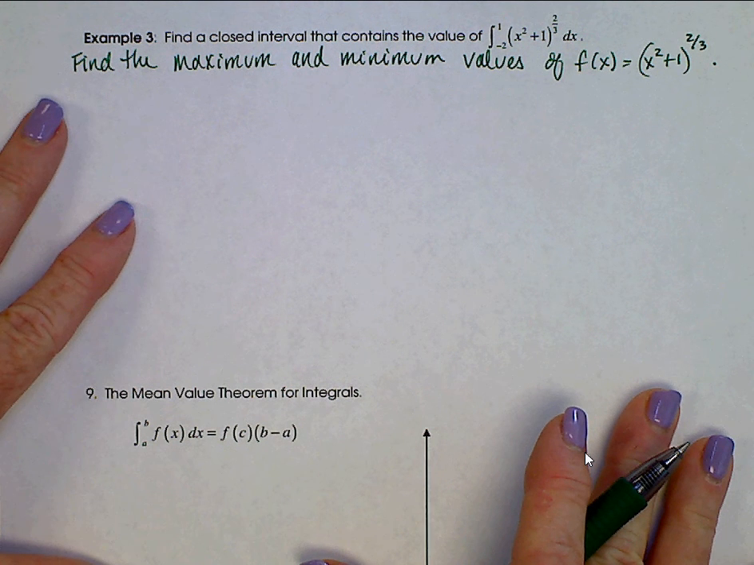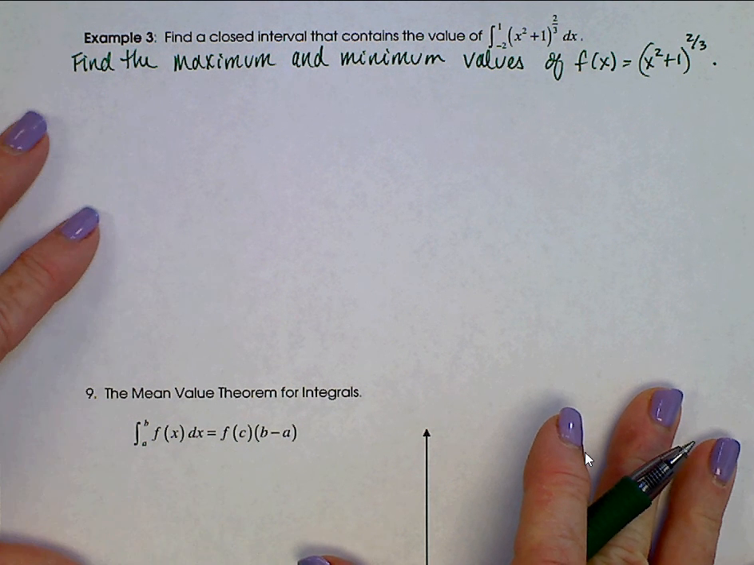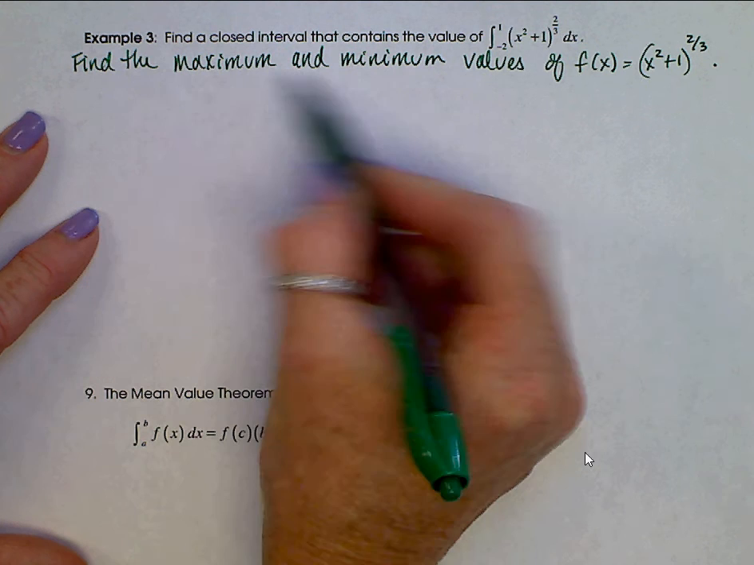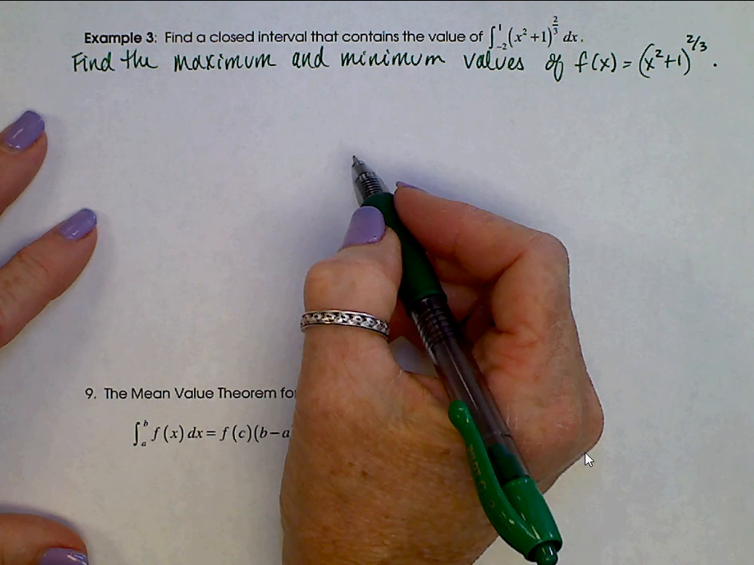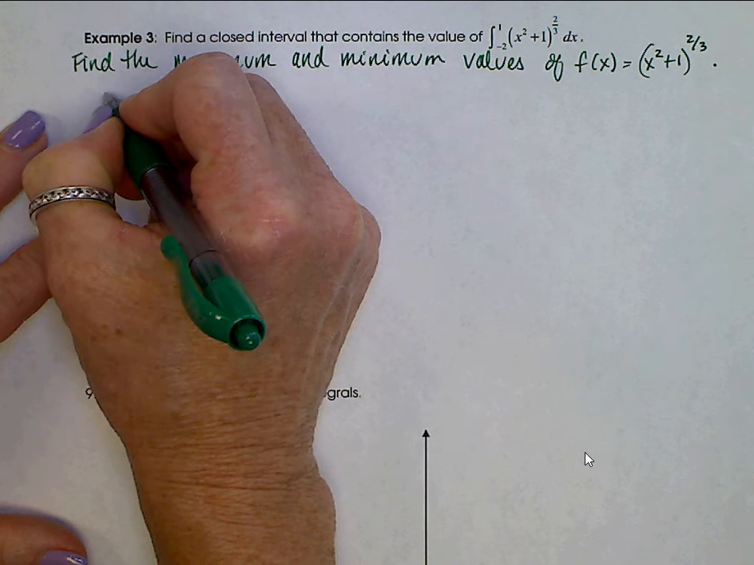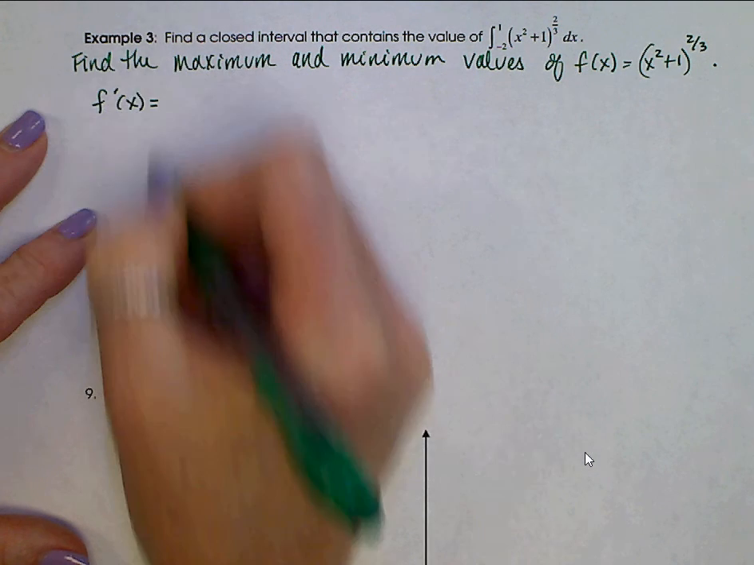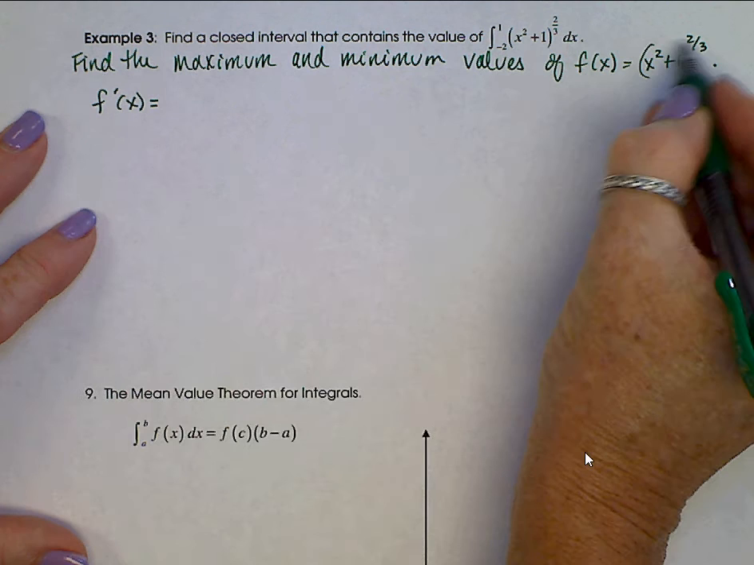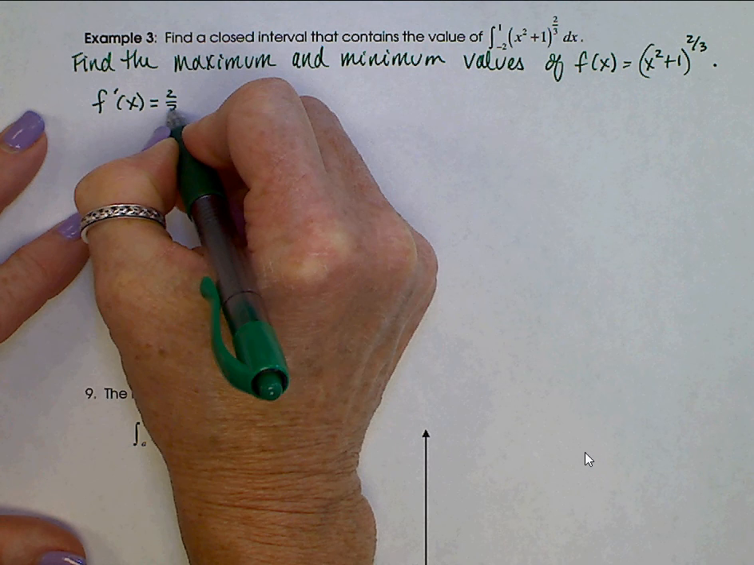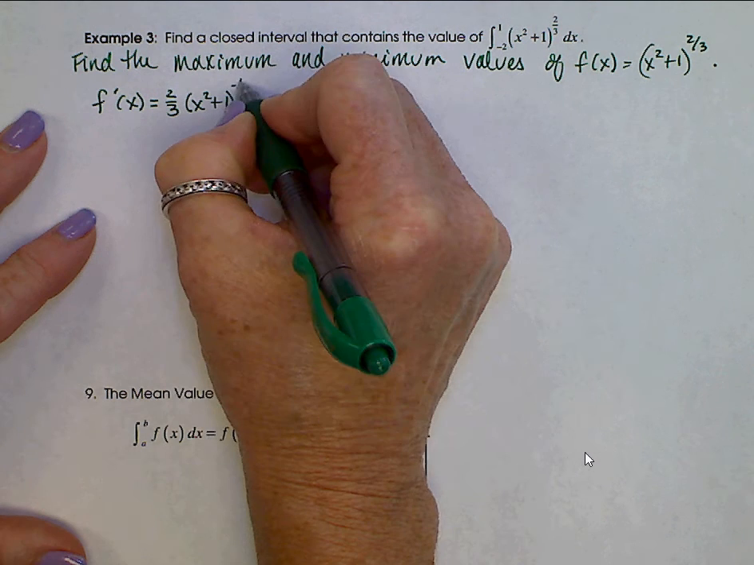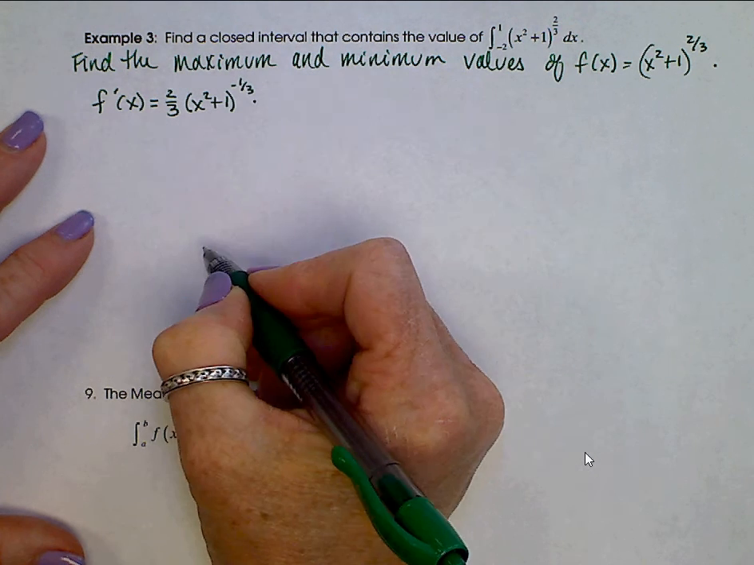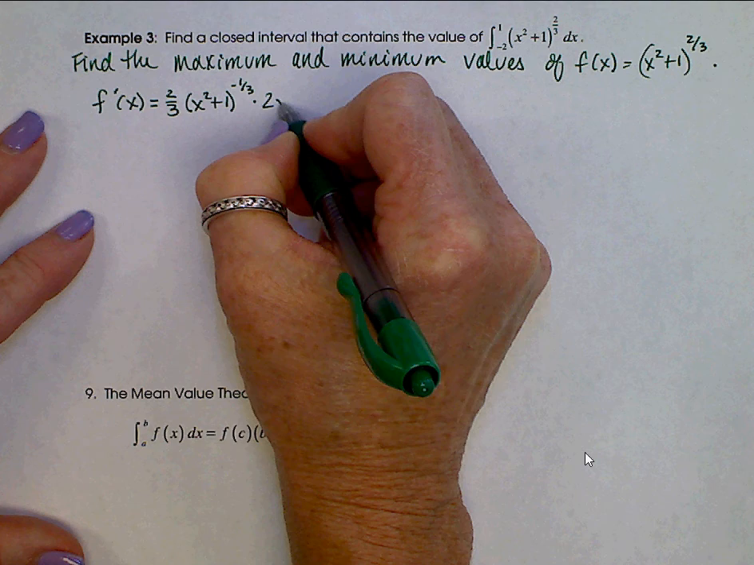So much stuff is coming back to us today. It's very exciting because in order to find the maximum and the minimum value of a function, we need to do a derivative. So we need to find f prime of x. Let's pull that 2/3 down in front, times (x squared plus 1) to the negative 1/3, and then times the derivative of the inside, which is a 2x.